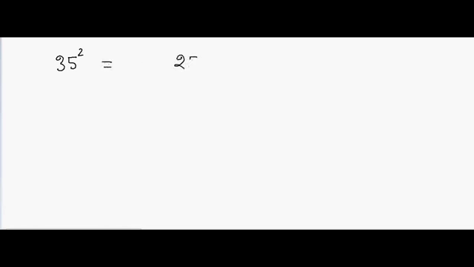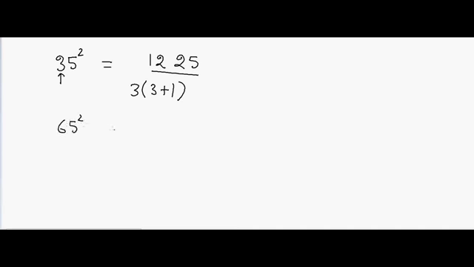In that case, what I have to do is write 25 at the end and then take 3, which is the first digit, and multiply it with its increment. So 3 plus 1 is 4, and 4 times 3 is 12. So the answer is 1225.